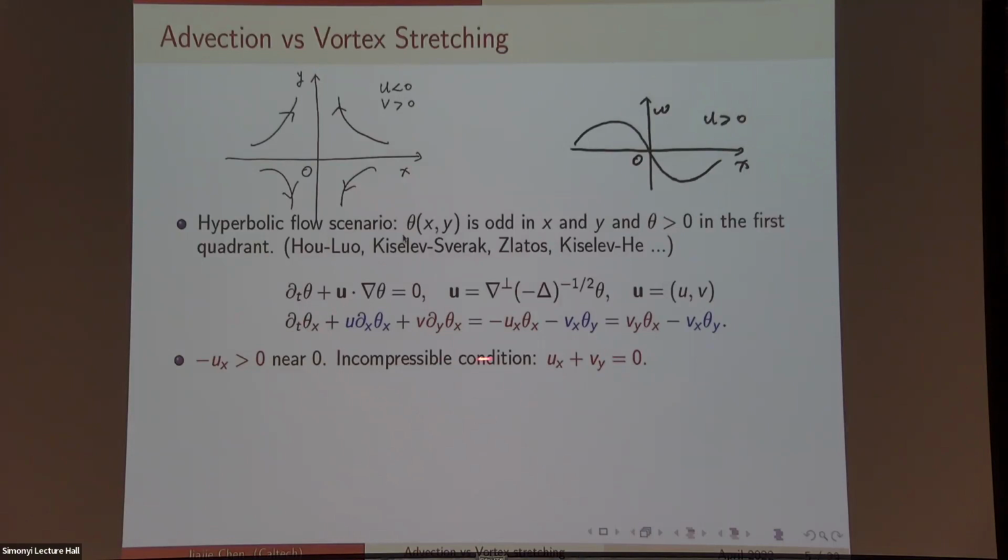Now note that we have this incompressible condition. So we can derive minus u sub x as v sub y. We can use this incompressible condition to derive the last inequality.